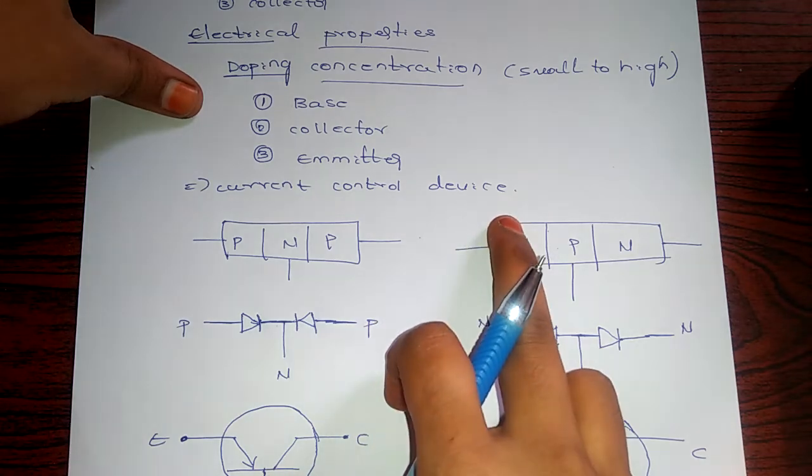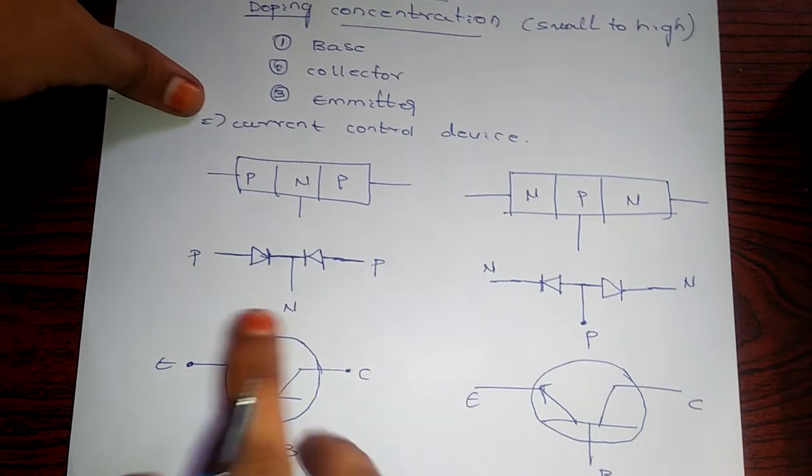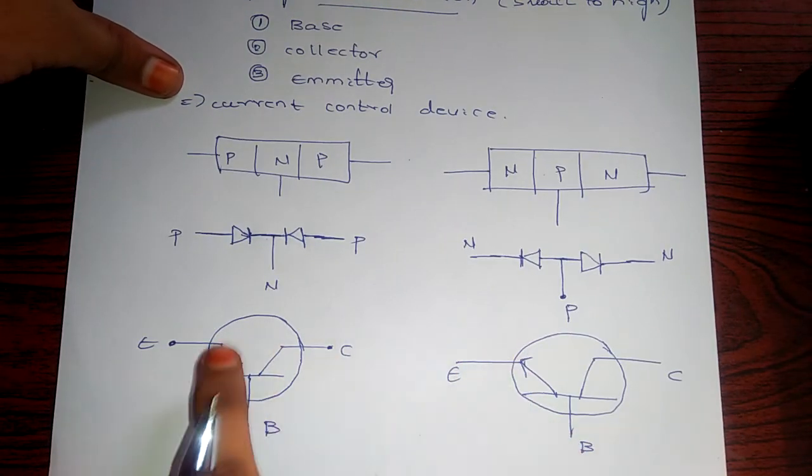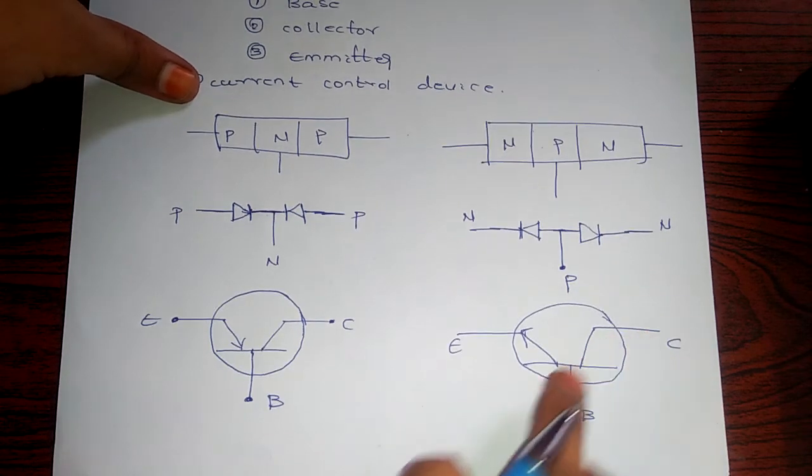So transistor is called a current control device. Why? Because it is controlled by the emitter current which is flowing to collector through base.